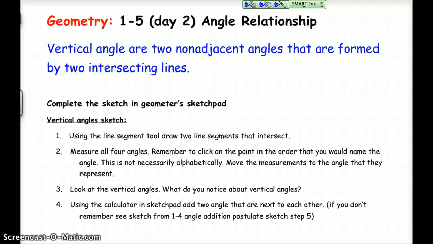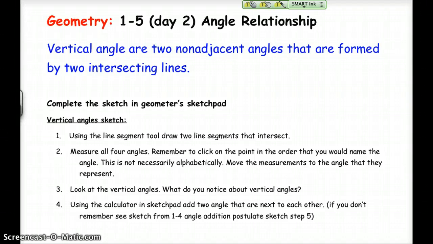Hello, geometry students. Today we are talking about section 1.5, day 2, which is on angle relationships. In day 1, you looked at linear pairs, vertical angles, supplementary and complementary. And in day 2, before watching this video, you were asked to look at vertical angles in Sketchpad.